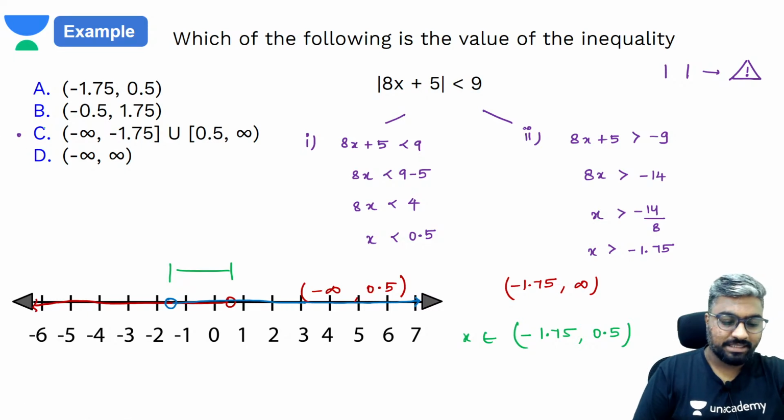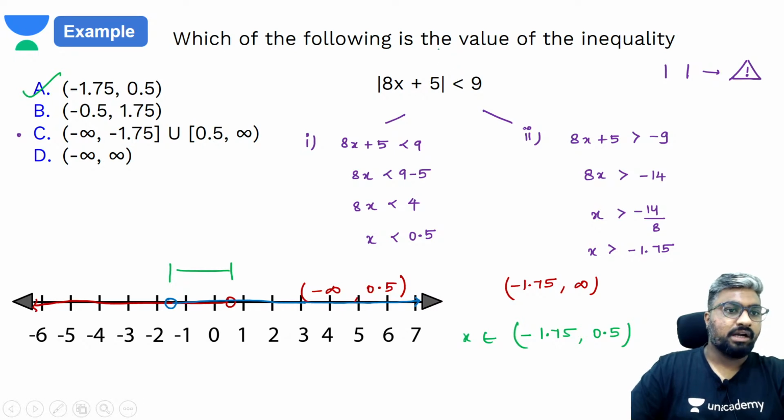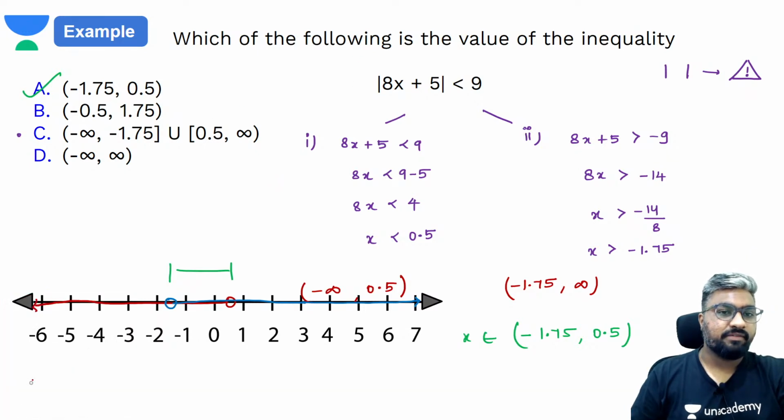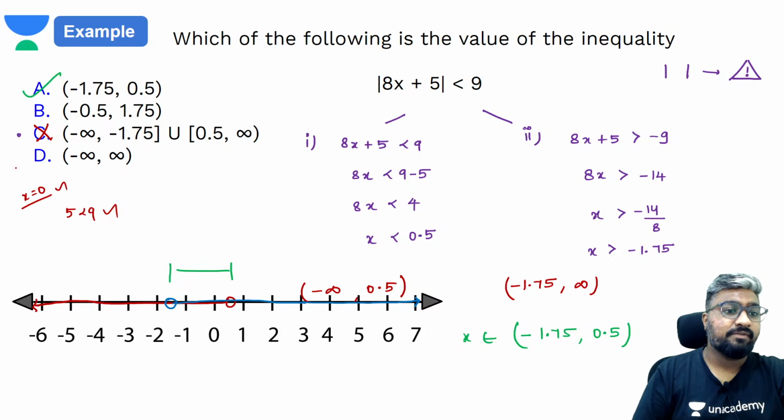So people who said option C, please check. The answer is A. Yeah, those who said C earlier, please check, the sign matters. Yeah, alternatively what you can do is you can plug in a value and check. Plug in any one value and see. For example, if I say x is equal to 0, then what will happen? Modulus 5, which is 5, is less than 9, which is true. That means x equal to 0 should satisfy it. This option does not have x equal to 0, so option C will be the first answer choice that you will eliminate.